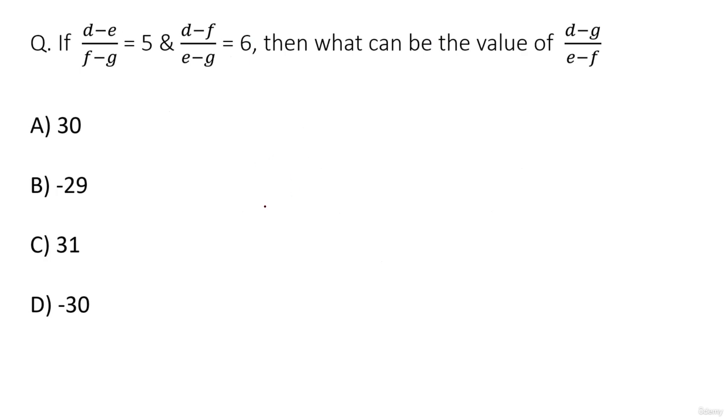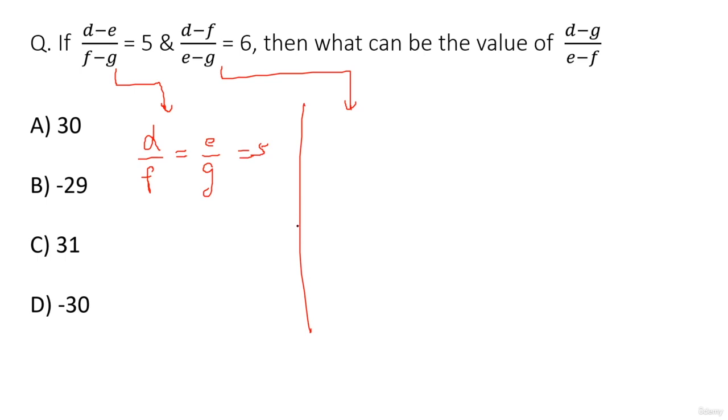Now we simply use the theorem of equal ratios and see how life becomes very easy. d minus e upon f minus g is equal to 5. This could mean d upon f is equal to e upon g is equal to 5, right? Then you might have applied the theorem of equal ratios to get d minus e upon f minus g. Similarly, you can write d upon e is equal to f upon g is equal to 6.